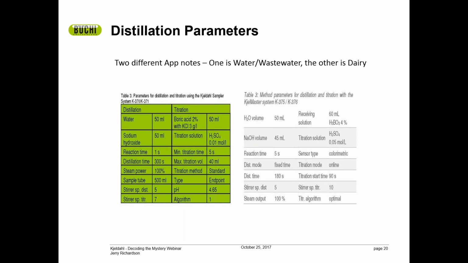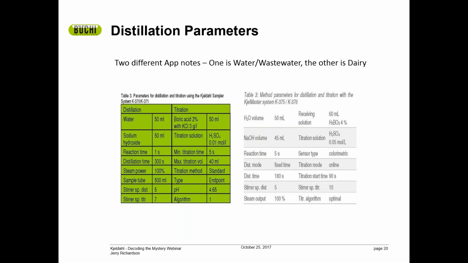The primary thing is the consistency. You see the dilution, you see the sodium hydroxide, you'll see a reaction step, which is typically between 1 and 5 seconds, sometimes a little longer, but not really any less than 1 second. But then your distillation time is always fixed.